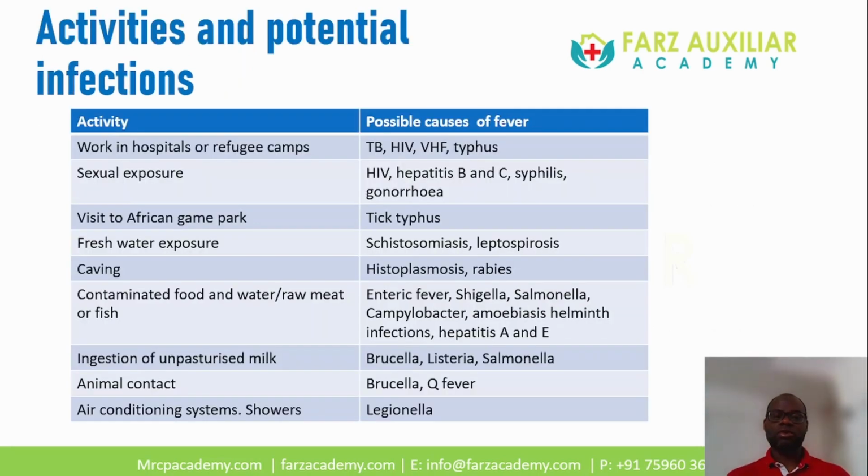Now, in terms of activities that could potentially predispose travelers to tropical infections, I've listed a few here. Working in hospital and refugee camps, which we've seen of late with healthcare workers going to tropical countries to help out in pandemics, they could return with diseases such as TB, HIV, viral hemorrhagic fevers, and typhus. Sexual exposure: there is a high risk because travelers tend to be more carefree when they're away from their base locations, and hence you should look for infections such as HIV, hepatitis B and C, syphilis, and gonorrhea.